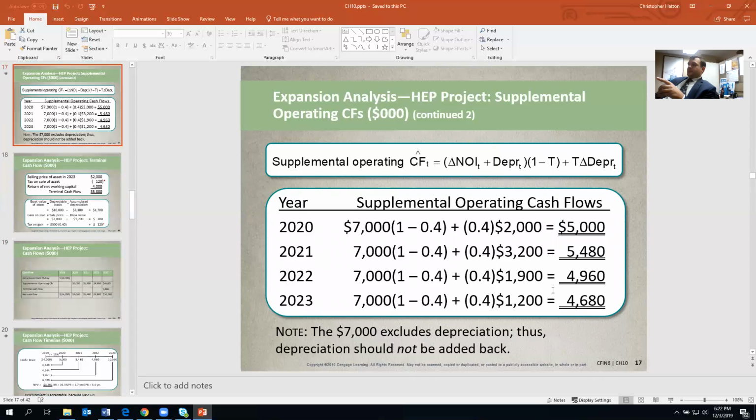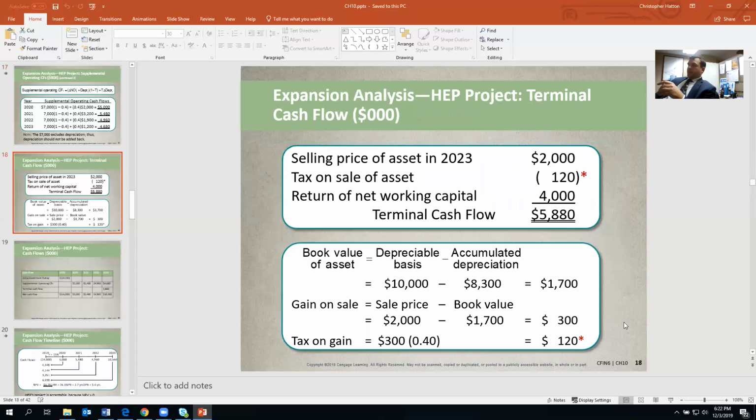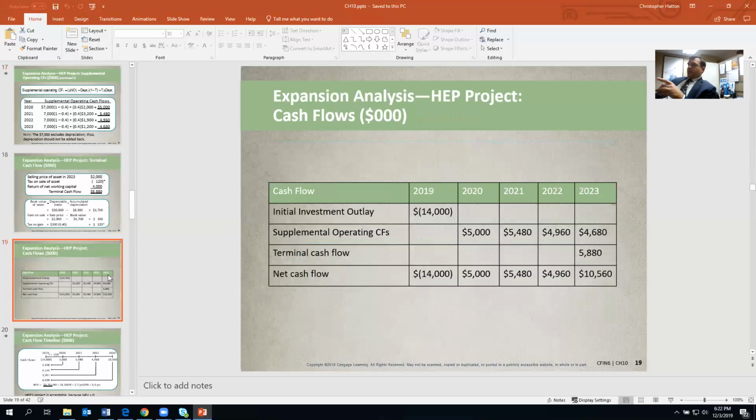All right. And then this is the supplemental operating cash flow that you'll get for each year. And then that's that one. All right. And then this is kind of a timeline over time. And you start out with your initial investment outlay of 14. And then you have operating cash flow, which are these guys that you add in over the years.